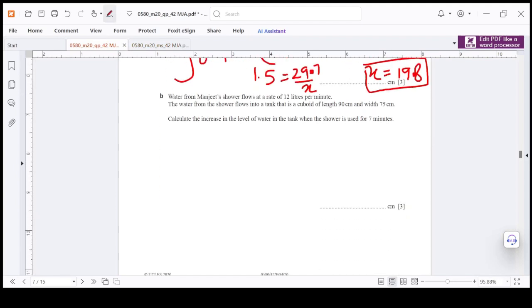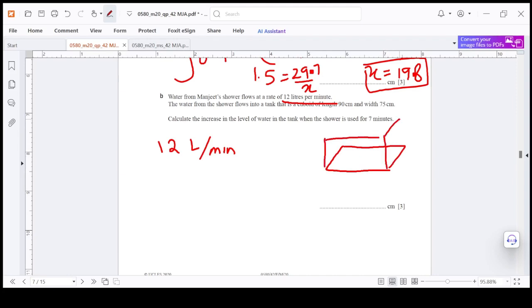Water from Manjeet's shower flows at a rate of 12 liters per minute. So the rate is given, 12 liters per minute. The water from the shower flows into a tank that is a cuboid of length 90 and width, excuse me, 75. So you should know what a cuboid looks like, a 3D box kind of figure. So the length is 90, width is 75.